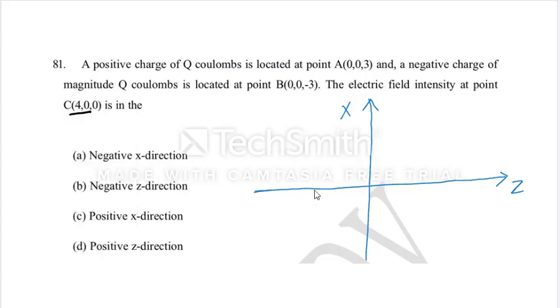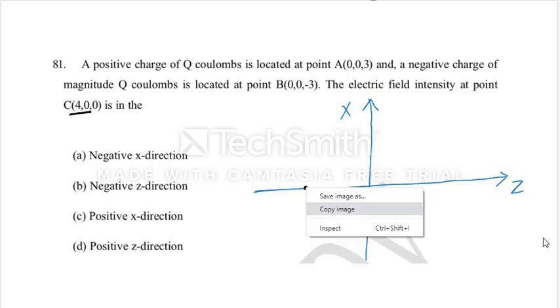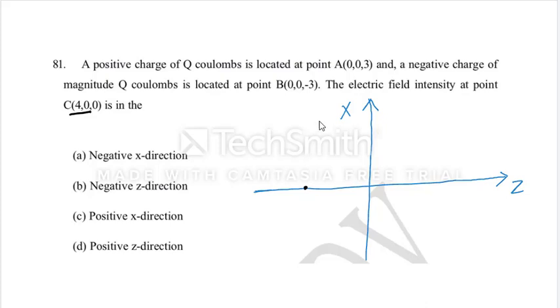Where we have charges on the z-axis. Here we have one charge, if I call this a plus q, and this I can call a minus q. They are asking at a point on the x-axis somewhere here.